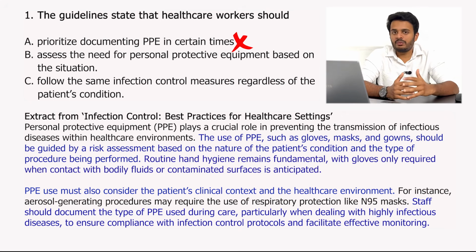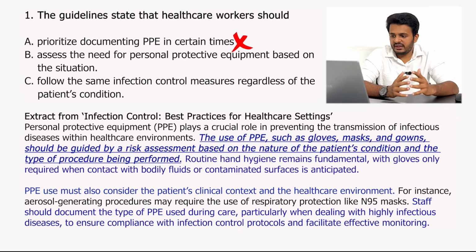Now let's move to option B. Option B states that healthcare workers should assess the need for personal protective equipment based on the situation. Is that option correct? You can see that in the second sentence of the first paragraph, it says the same thing, that before using PPE, proper risk assessment needs to be performed. The same meaning is conveyed by option B. So we can't eliminate option B, and it is answering the question. It's in the extract. Anyway, let's check option C also.